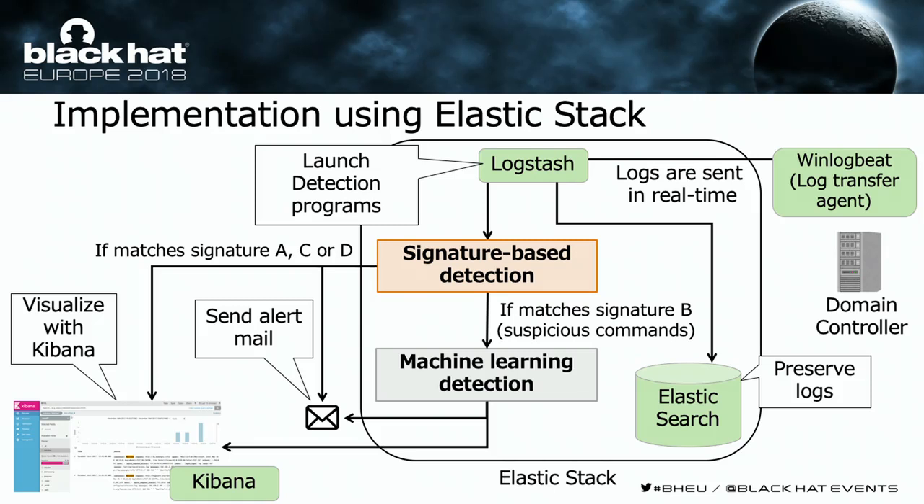If an event matches a signature, our system sends an alert and visualizes it with Kibana. But in the case of no signature match, where there is suspicious command execution, our system runs the machine learning process. And if the machine learning process judges it as suspicious process activity, our system also sends an alert email for notification.